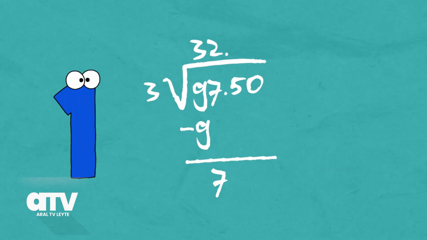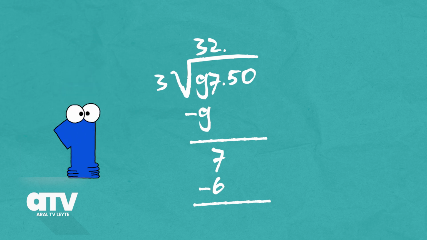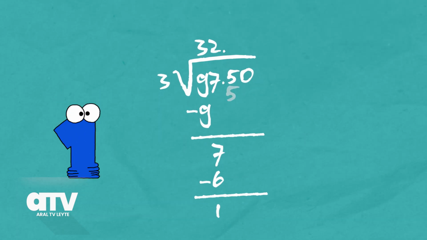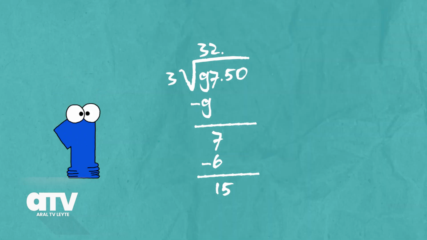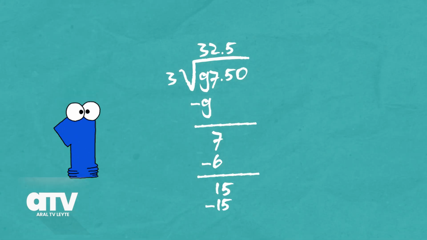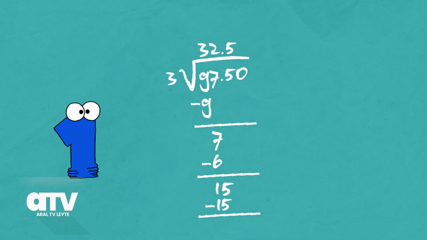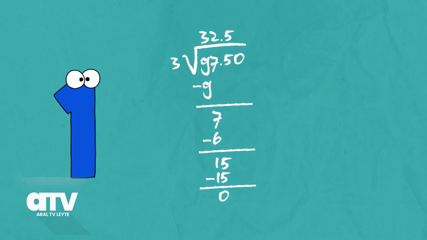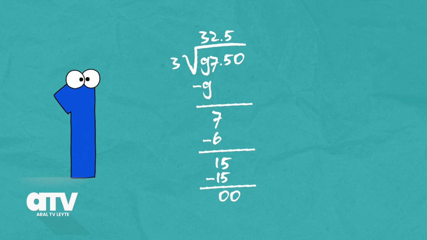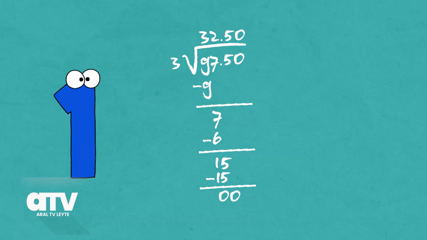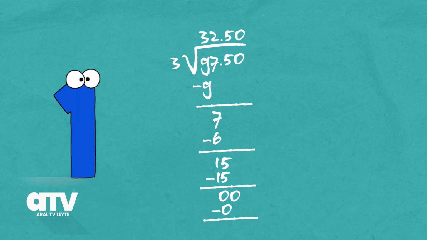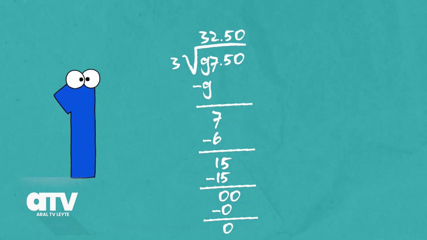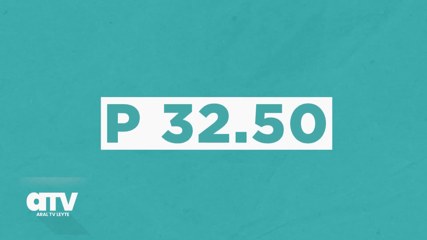2 times 3 is equal to 6. 7 minus 6 is equal to 1. Bring down 5. We have 15. 15 divided by 3 is equal to 5. 5 times 3 is equal to 15. 15 minus 15 is equal to 0. Bring down 0. 0 divided by 3 is equal to 0. 0 times 3 is equal to 0. 0 minus 0 is equal to 0. Therefore, the cost of each pair of socks in the department store is 32 pesos and 50 centavos.